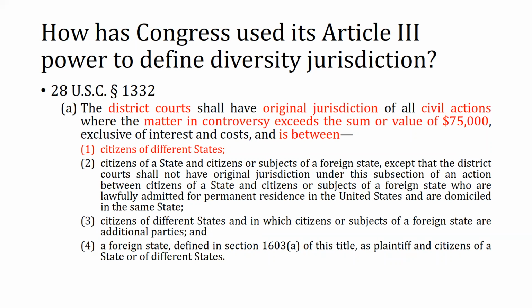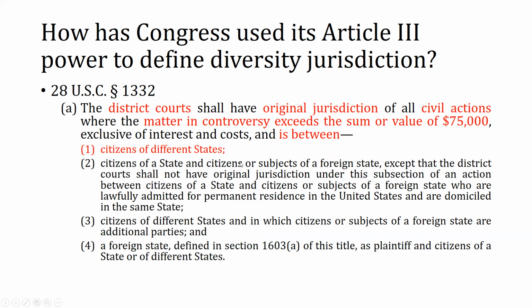Okay, these are all situations. 1332(a)(1), (a)(2), (a)(3), (a)(4) are all different sets of combinations that could go into US district court and would be within the subject matter jurisdiction of the US district courts. So that's how Congress has actually used its Article 3 power to define diversity jurisdiction.